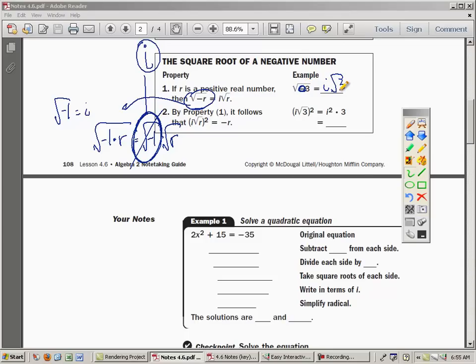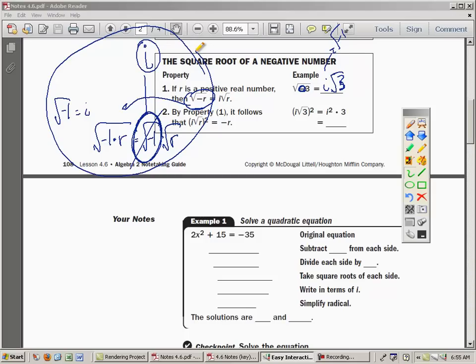All right, it's a little hard to read. Let's fix that a little bit. Sorry about that. So this becomes i times the square root of 3. We pull the negative out in front because that is the square root of negative 1. We recognize that i is the square root of negative 1, and so we don't have to go through all of this process to justify it.